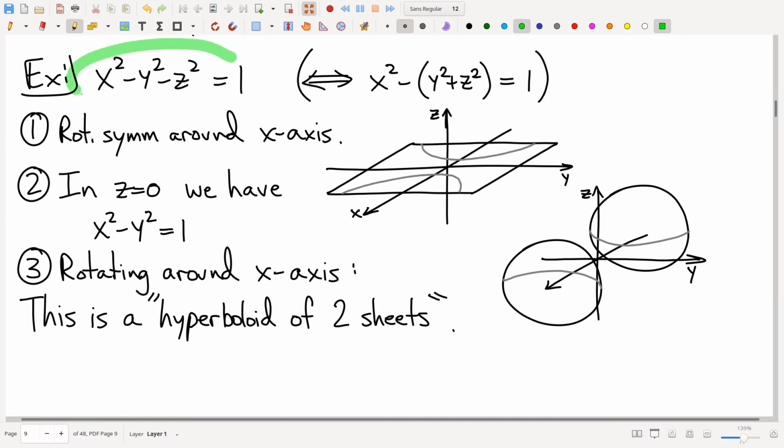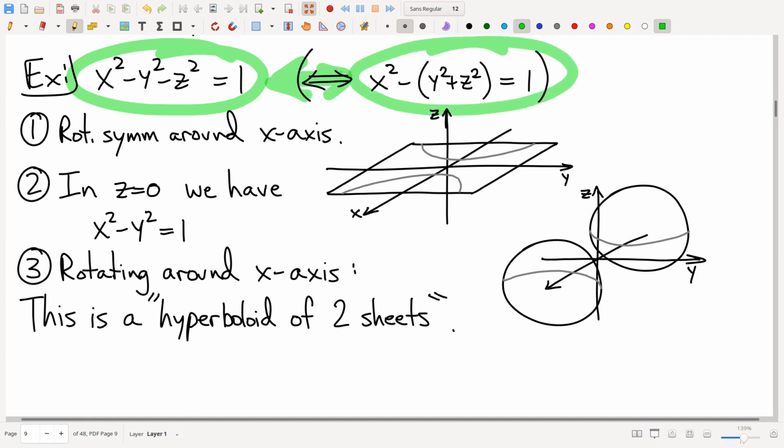So looking at this equation, which, by the way, you will observe conveniently is equivalent to this equation. Notice that y and z appear only in the special form. And because y and z appear only in the special form, we have a rotational symmetry around the x-axis. Is that cool? All good?